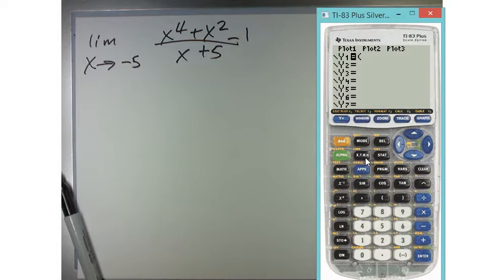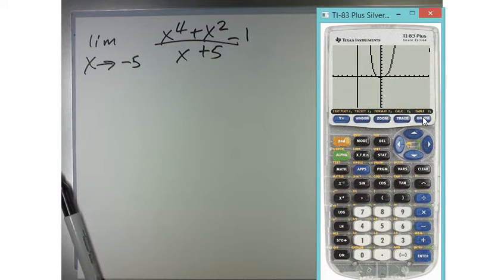I'm going to say x to the 4th plus x squared minus 1, close my parentheses, divided by x plus 5. And so what I was talking about is when I look at this thing, if I see this vertical line? That's an asymptote. That isn't the graph. That's a vertical asymptote that's saying that x cannot equal -5. If I hit trace and I plug in the value -5 and I hit enter, no y value.